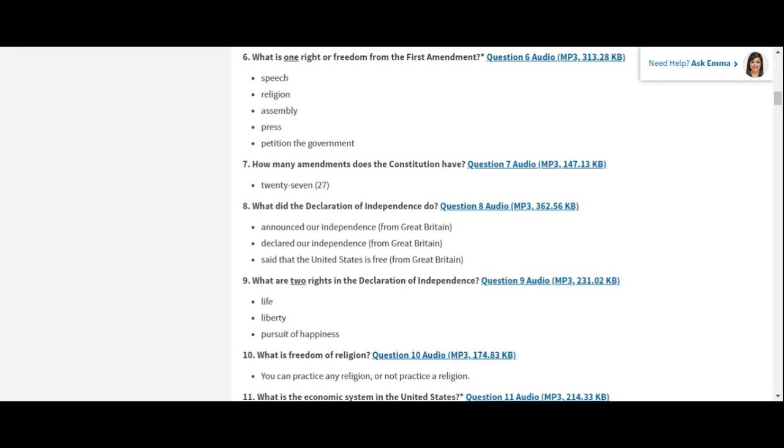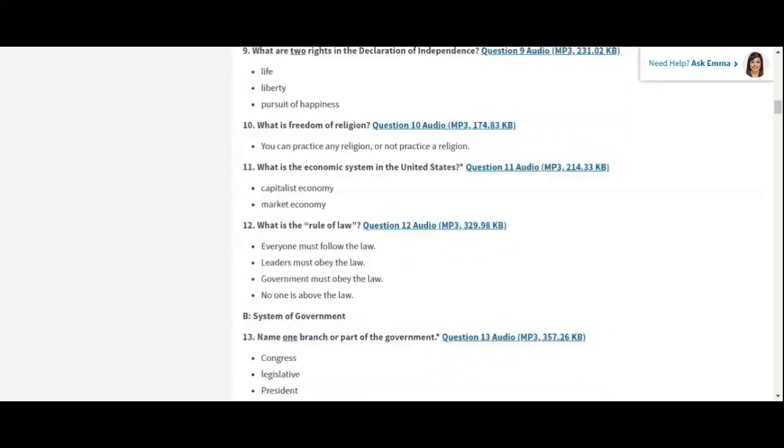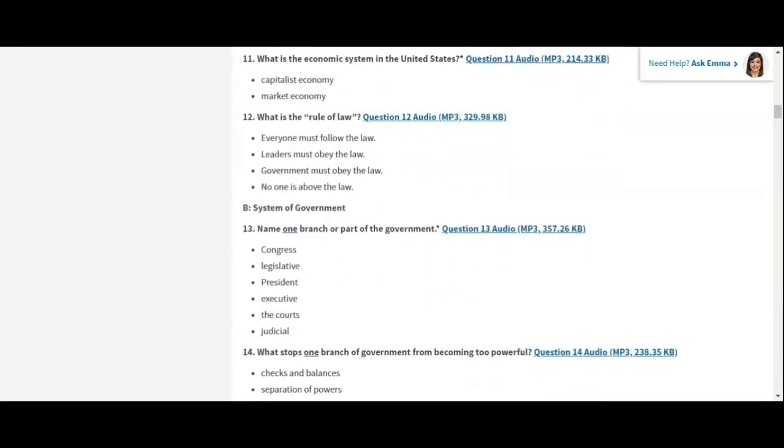What is freedom of religion? You can practice any religion or not practice a religion. What is the economic system in the United States? Capitalist economy or market economy. What is the rule of law?